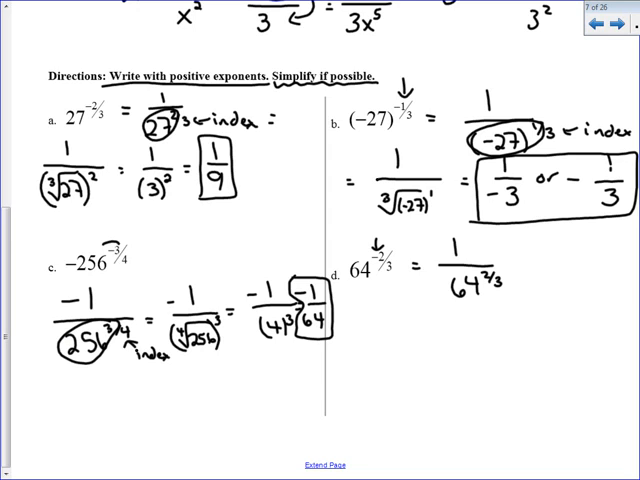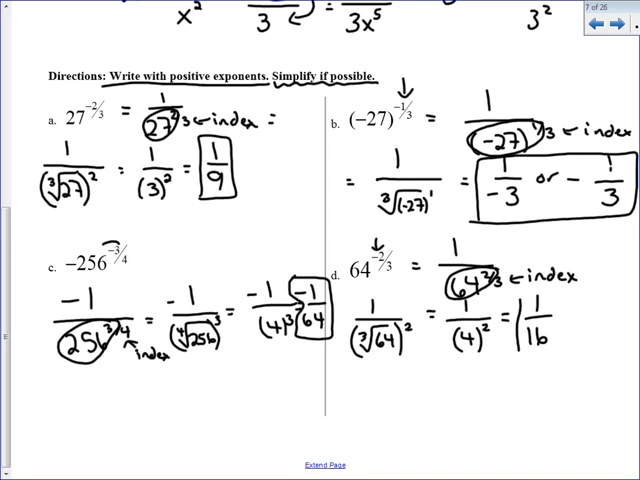And now I'm going back to the front and just rewriting that denominator so I can simplify it. So I have an index of 3, so a cube root of 64. And then I'm going to take that answer and square it. So I have 1 over 4 squared, which gives me 1/16. And you could, again, square 64 first and then take the cube root. You're still going to get 16. Still get the 16 there.